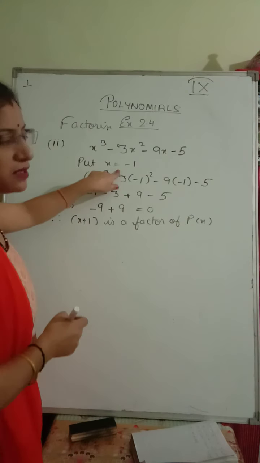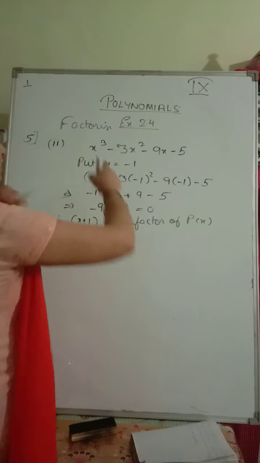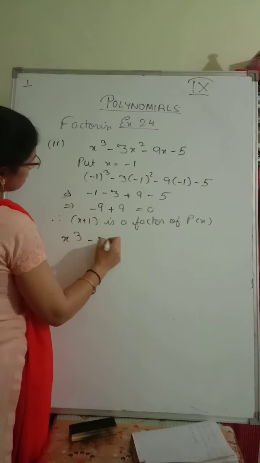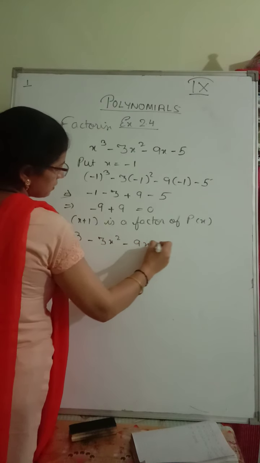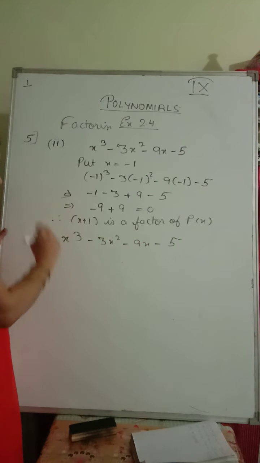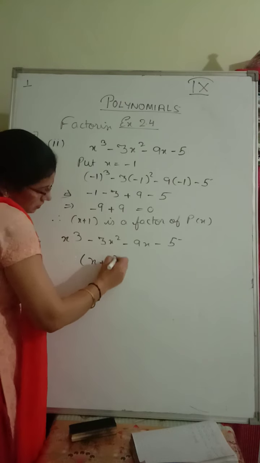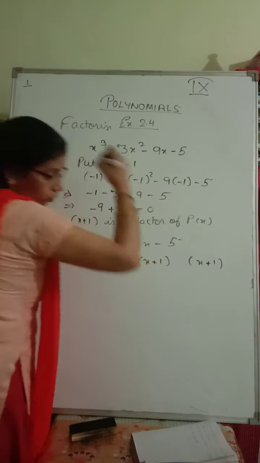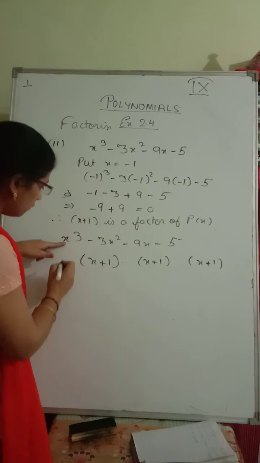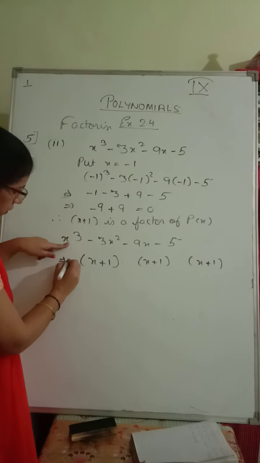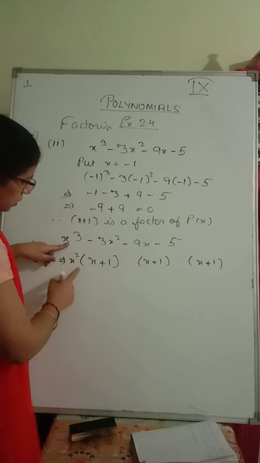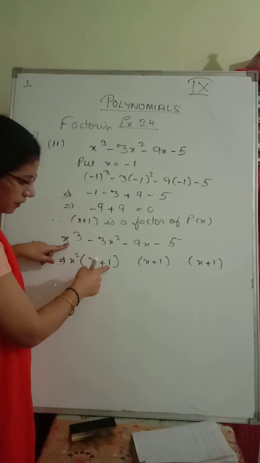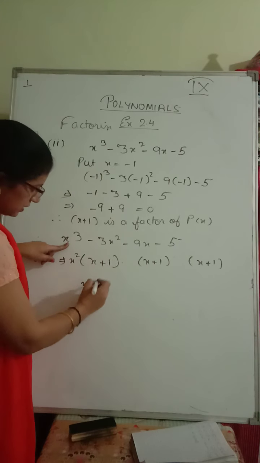Same way, now x plus 1 is a factor. So now let me write this polynomial again: x cube minus 3x square minus 9x minus 5. X plus 1 is a factor, so I am writing x plus 1 three times. Now what do we want? We want x cube first. So what will we write? X square in front of it. So x square into x, we got x cube. Then next we'll multiply, because this is inside, so we have plus x square.